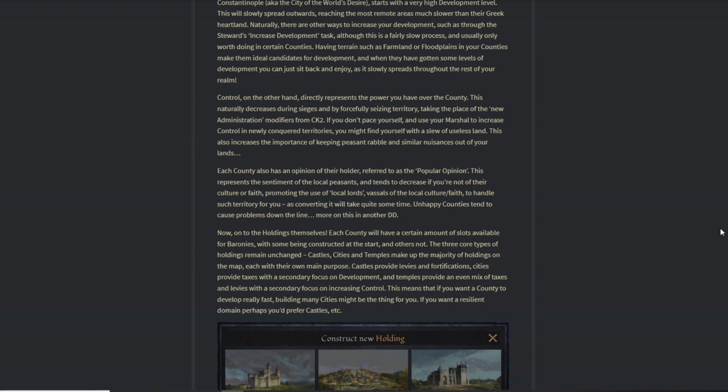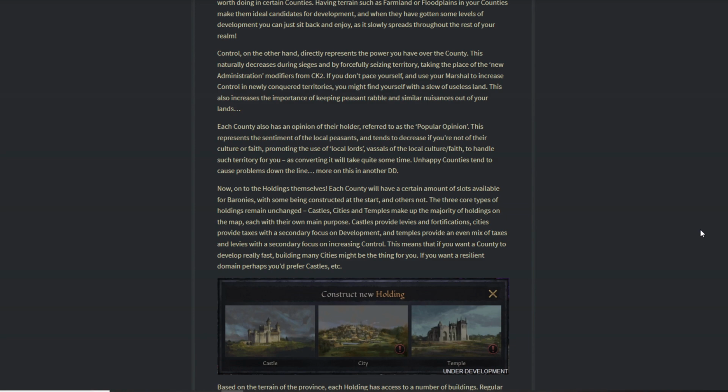Each county will have a certain amount of slots available for baronies, with some being constructed at the start and others not. The three core types of holdings remain unchanged: castles, cities, and temples. They make up the majority of holdings on the map, each with their own main purpose. Castles provide levies and fortifications, cities provide taxes with a secondary focus on development, and temples provide an even mix of taxes and levies with a secondary focus on increasing control.